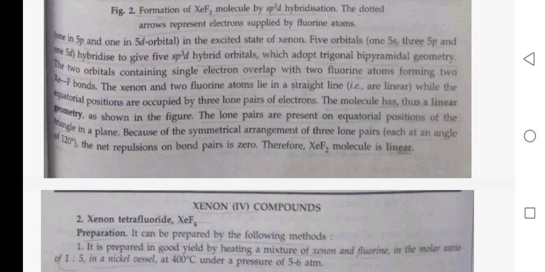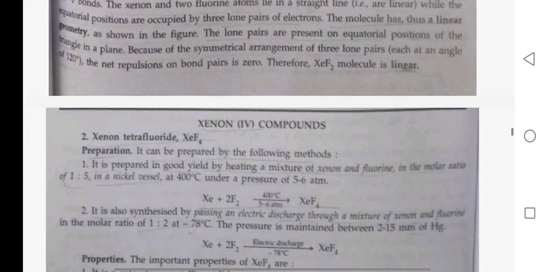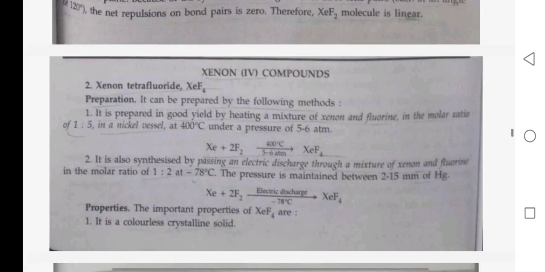The xenon and the two fluorine atoms lie in a straight line, while the equatorial positions are occupied by the lone pairs of electrons. The molecule thus has a linear geometry, as shown in the figure. The lone pairs are present on the equatorial positions of the triangle in a plane. Because of the symmetrical arrangement of the three lone pairs, the net repulsion on the bond pair is zero, therefore the XeF2 molecule is linear.